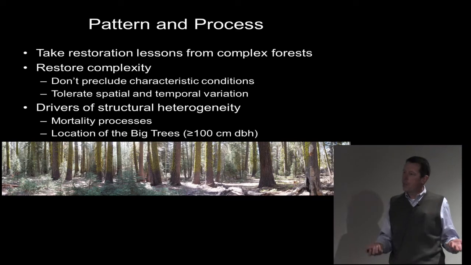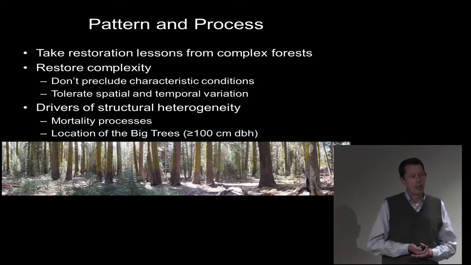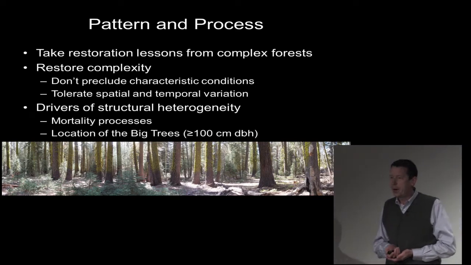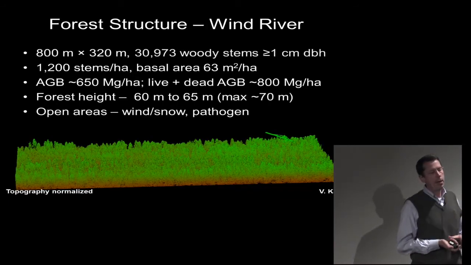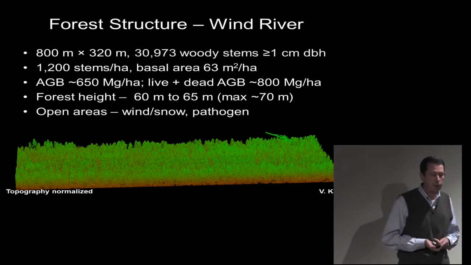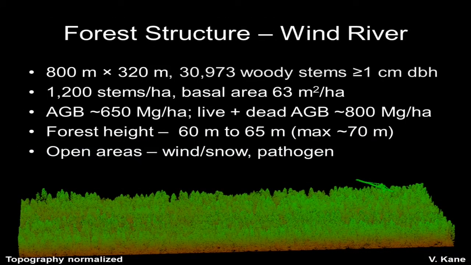But maybe just knowing where the big trees are tells us a lot about the heterogeneity of forests. So I'll give a little more detail about the structure of the 2 example forests. This is Wind River. At the bottom, we see a LiDAR-derived canopy image. You can see there's quite a bit of variation in there. The plots are 25 hectares.